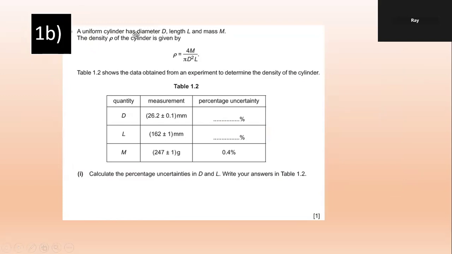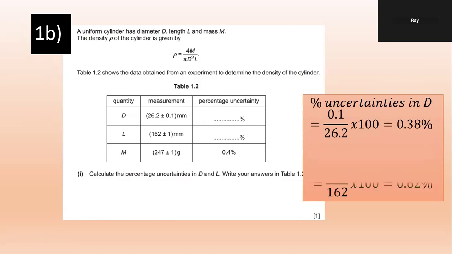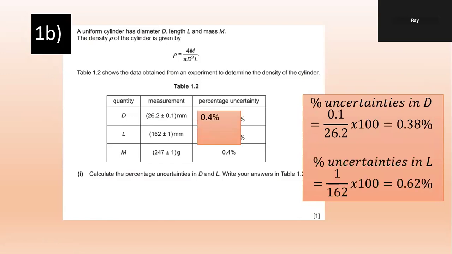A uniform cylinder has a diameter D, length L, mass M. Density of the cylinder is given. Table shows the data obtained from experiment to determine the density of the cylinder. Calculate the percentage uncertainty in D and L, right? Your answer in table, okay, that one you should be able to do, right? Calculate out and write it down now. Okay, are you all right? Yeah, all right.